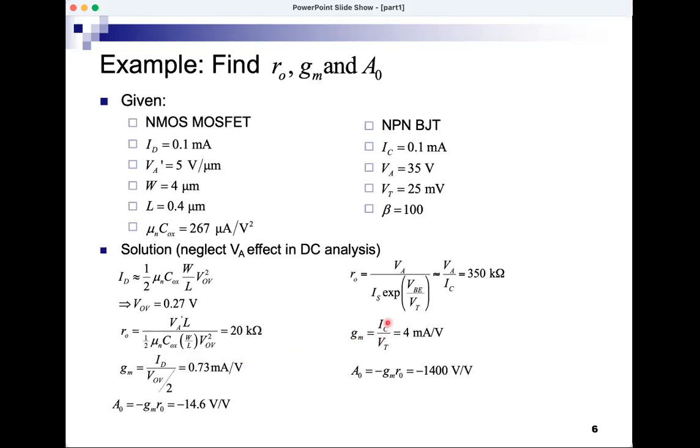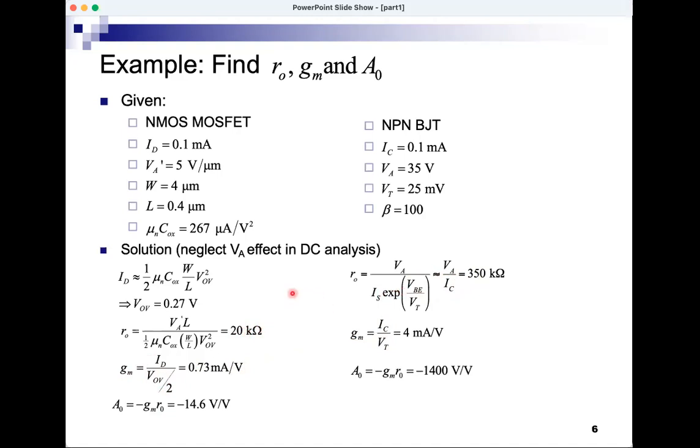That's because GM of the BJT is IC over VT, and this is 0.025 volt, while GM of the MOSFET is ID over half VOV, and that's maybe 0.135 volt. The other thing is that RO of the BJT is 350 kilo ohm, while RO of the MOSFET is just 20 kilo ohm. So RO is much bigger in the case of the BJT.